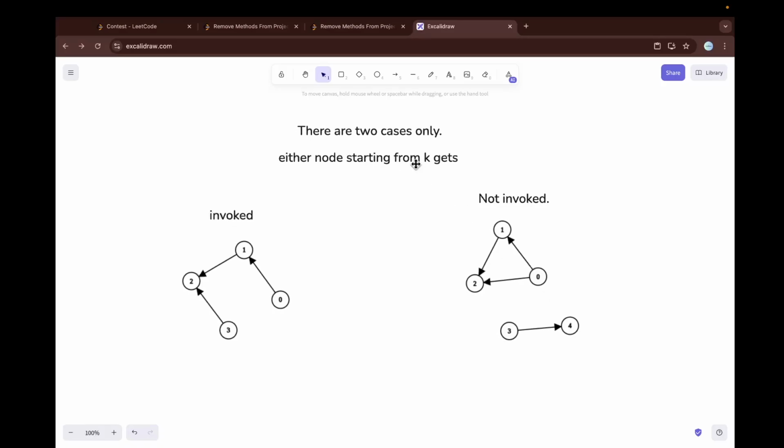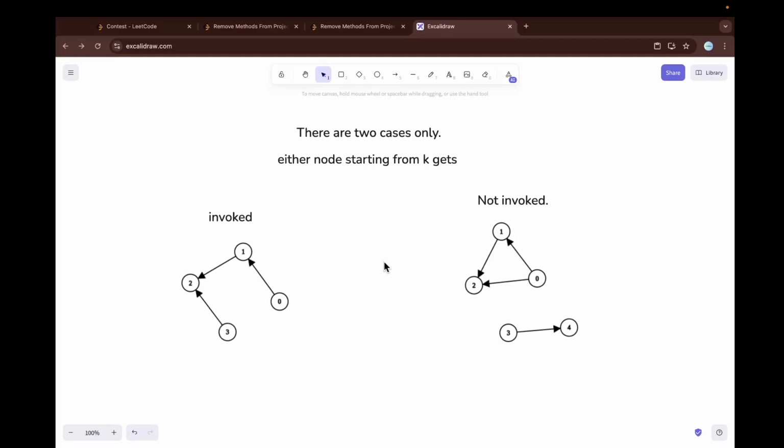There are only two cases. Either the nodes starting from K get invoked by an external node, or they do not get invoked by any external node. There are only two cases. If it does not get invoked, then our answer is pretty simple, and if it is getting invoked, then we have to think of some other solution.